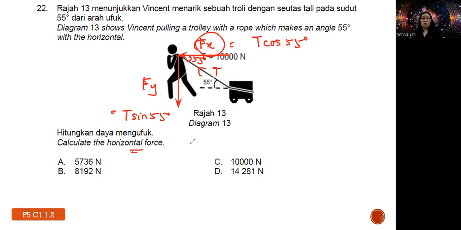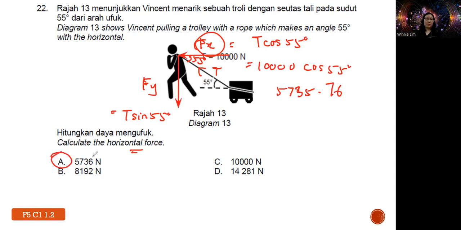So therefore, you just substitute 10,000 cos 55, and when you press the calculator, your end result will be 5735.76. So rounded off, it is about 5736 Newton. The answer is A.